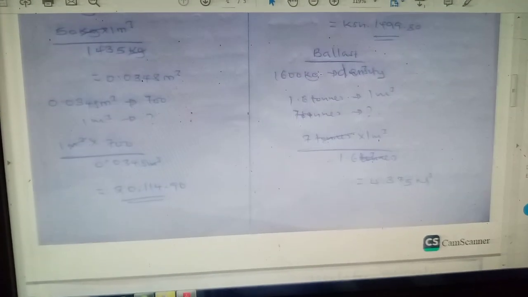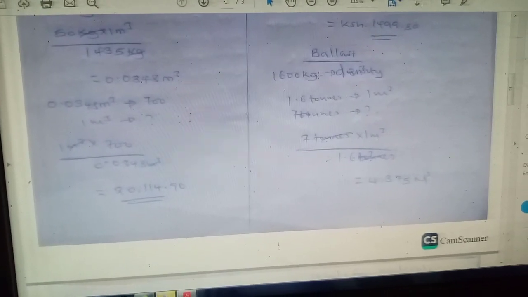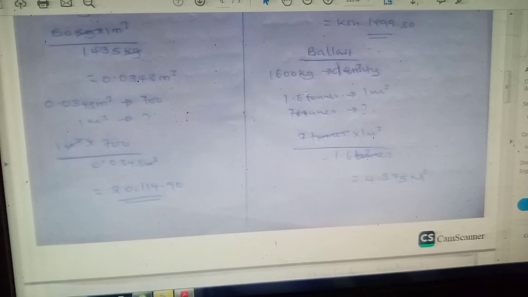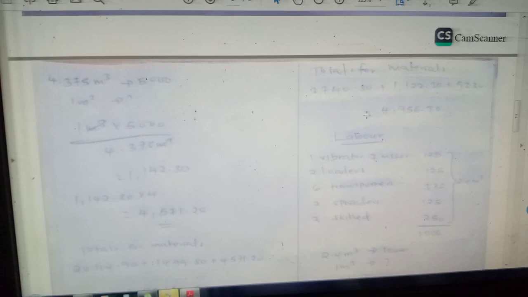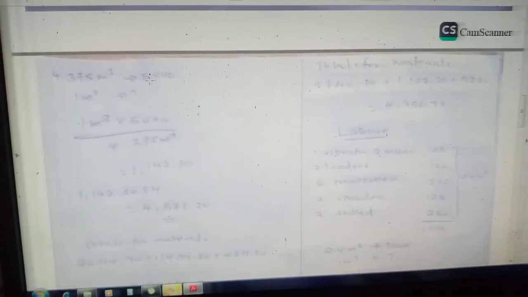The third material item is ballast. The density of ballast is 1,600 kgs per meter cube. So you say 1.6 tons is equal to 1 meter cube. What of 7 tons? 7 tons will be equivalent to 4.375 meter cube. Then you'll now say that 4.375 meter cube is equal to 5,000. That is the 7-ton ballast.